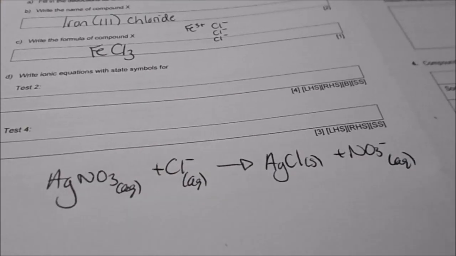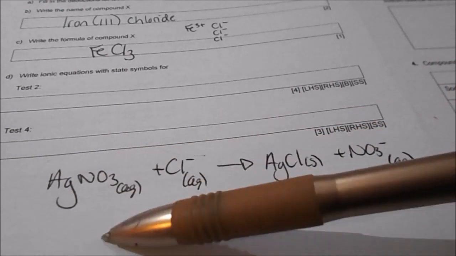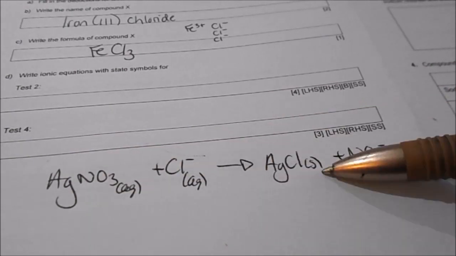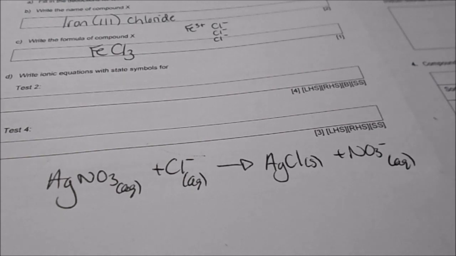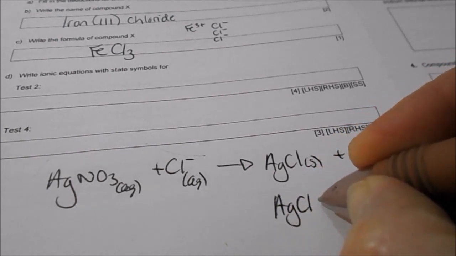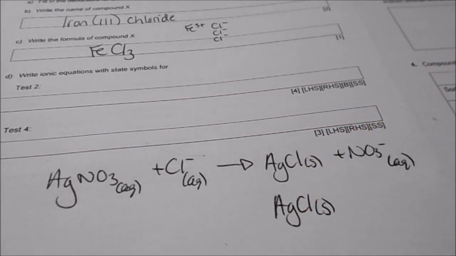So what we need to spot here is the ions that have changed. Everything was aqueous on the left, nitrate is still aqueous on the right, but the silver chloride is now a solid. So that contains ions that have changed from being aqueous to a solid. They're now locked together. So the ions that have changed are all here now.